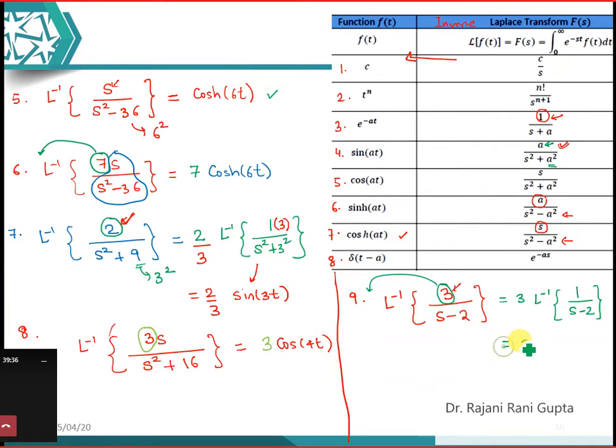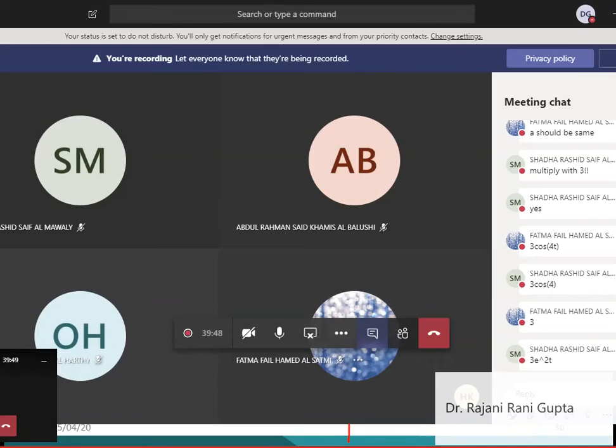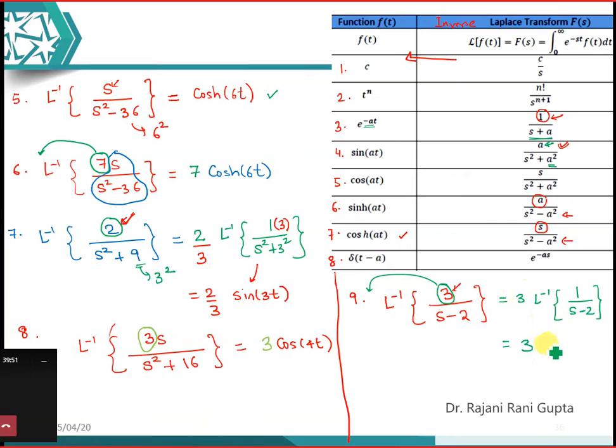So this is equal to 3 times, now 1 over s minus 2. If it is s plus a, it gives you e power minus a. We change the sign. So here it will be e power 2t, correct. E power 2t. The number will be the same. It was minus, we made it plus.